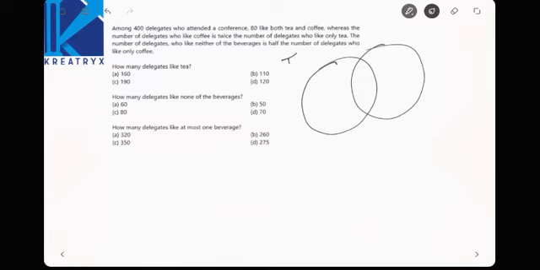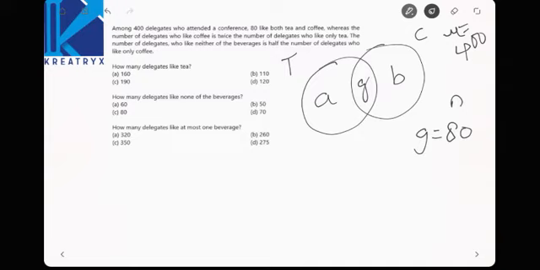This is tea and this is coffee. Now how many delegates are there totally? It is 400. A, B, G and N. G is nothing but both tea and coffee. Now 80 like both tea and coffee, it seems. So G is nothing but 80.